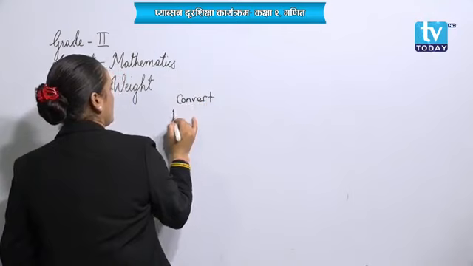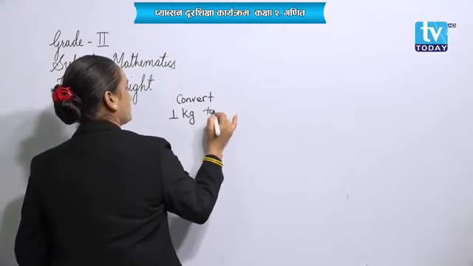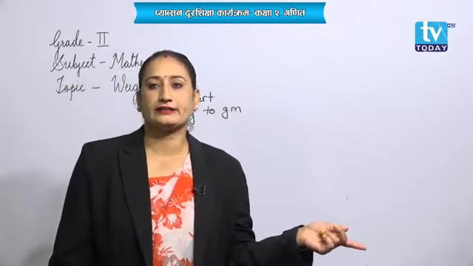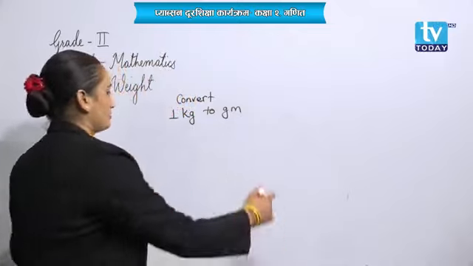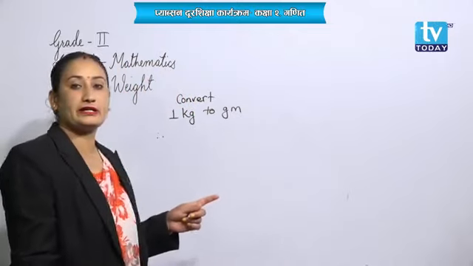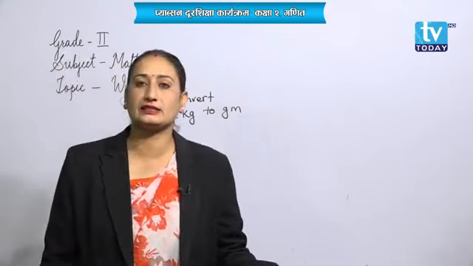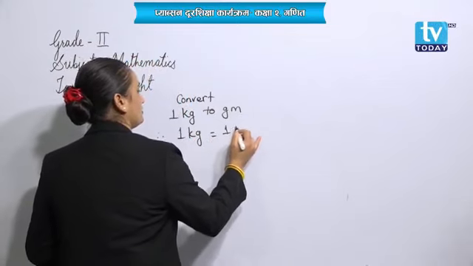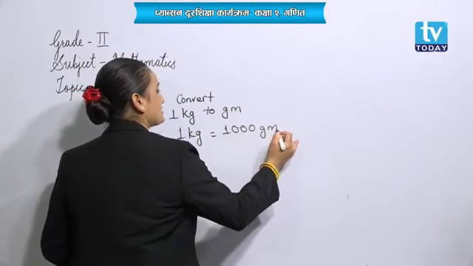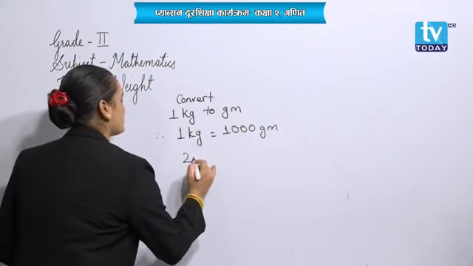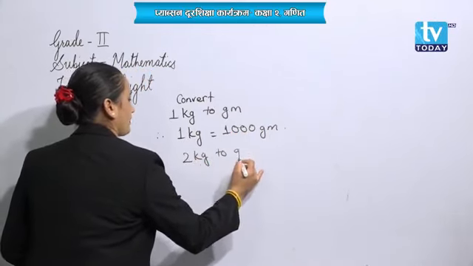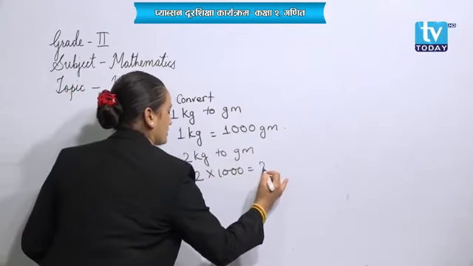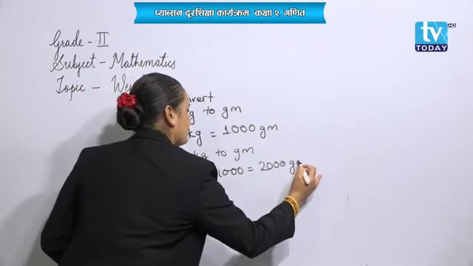Convert 1 kg to gram. So first question is 1 kg to gram. That mean, how to convert it? 1 kg mean it's obviously 1000 grams. So we can write it 1 kg equals to 1000 grams. Same like here. If I write 2 kg, then it will be 2 into 1000 equals to 2000 gram.